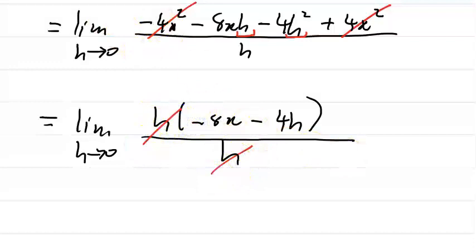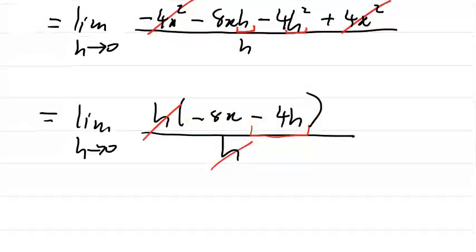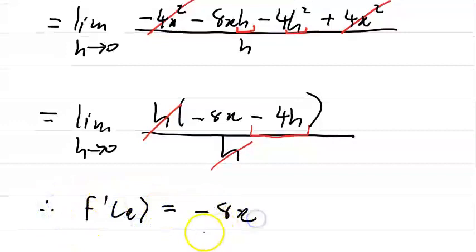So now we are left with the following. We're left with minus 8x minus 4h. So therefore now when we substitute h equals 0, this now becomes 0. Minus 4h, that becomes 0 there. And what are you left with? You're left with minus 8x. So at this point now, you can conclude that, therefore, the derivative f prime x is going to equal minus 8x. And that is our solution.